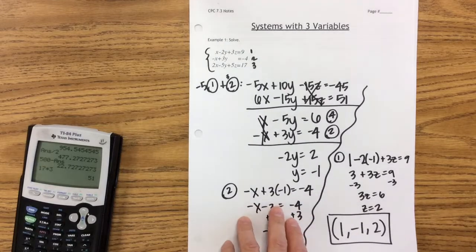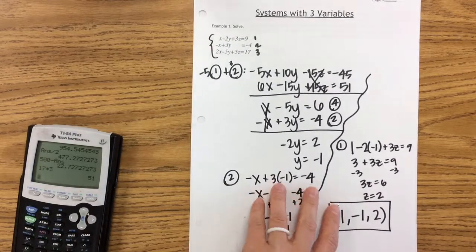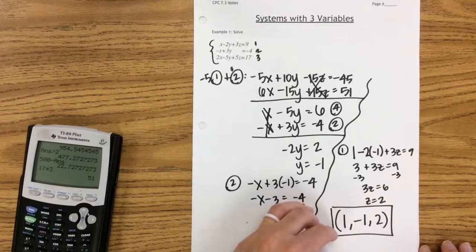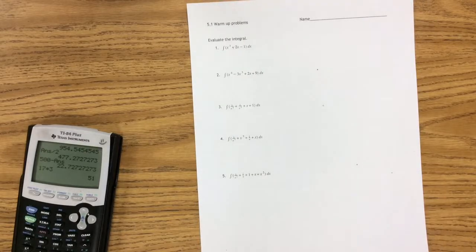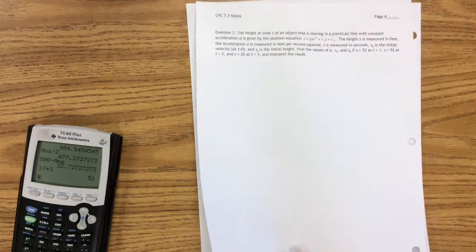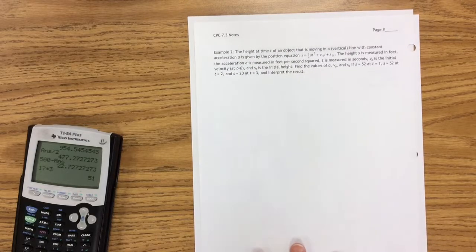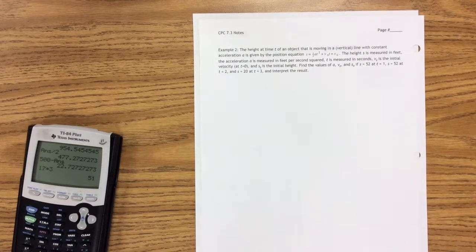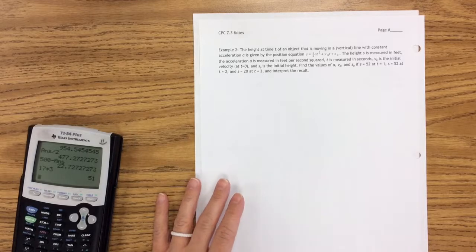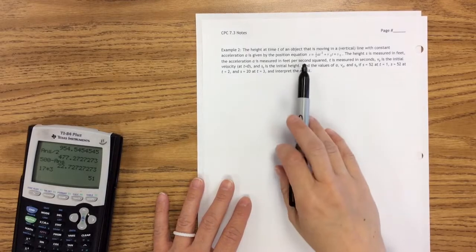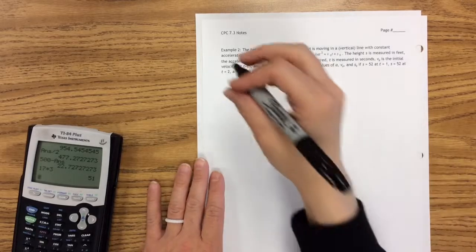Now we'll go and try the example on the back. Example on the back is similar to the one on the front. I just don't have my equations written yet. So it says the height at time t of an object moving in a vertical line with constant acceleration is given by this. So I have this equation.